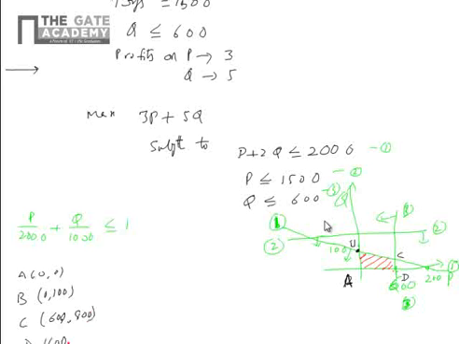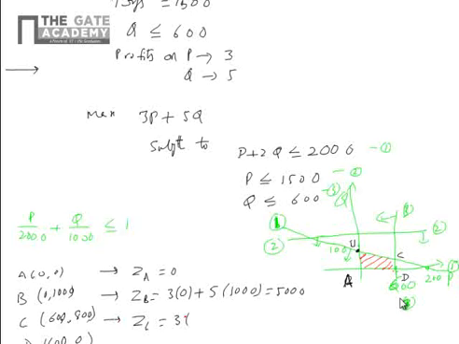D is 600, 0. So calculate ZA equal to 0, ZB is equal to 3 of 0 plus 5 of 1000, which is equal to 5000. ZC is 3 of 600 plus 5 of 800.